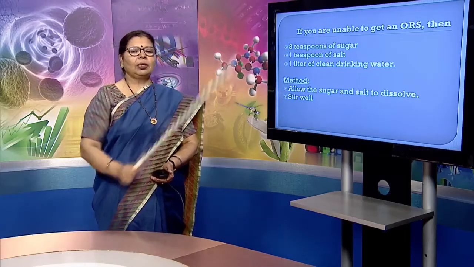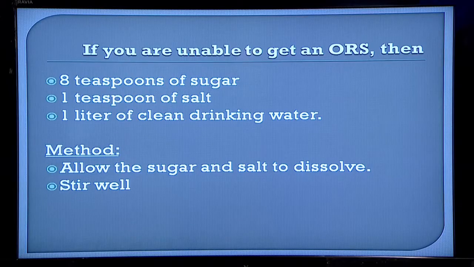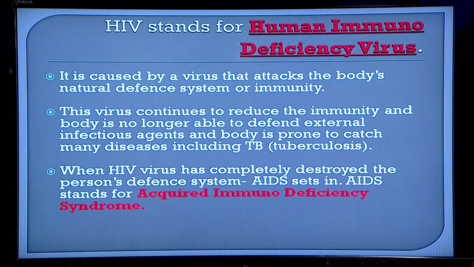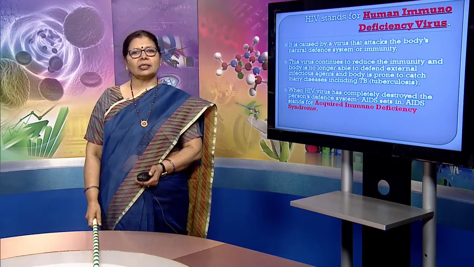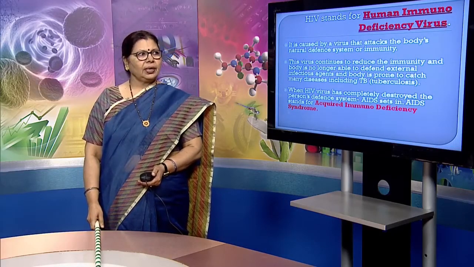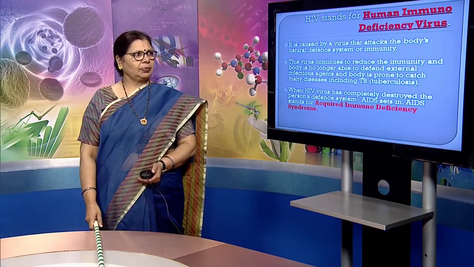If you are not able to get the ORS from the chemist shop, you can make it at home also. How? You just take 1 liter of clean drinking water, then 1 teaspoon of salt for this amount and 8 teaspoons of sugar. Mix well till sugar and salt is dissolved, and then you can use it as ORS.